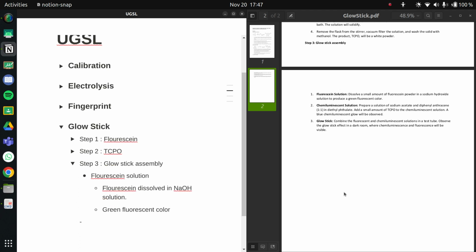So fluorescent color is not a thing, more like the color is green but the solution is fluorescent, as in it emits the captured light, whatever goes on it, it stores it and then it emits it.